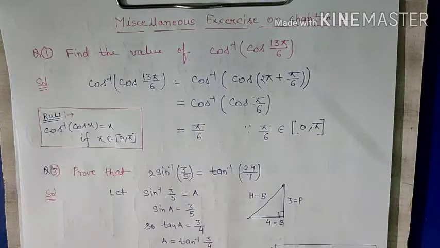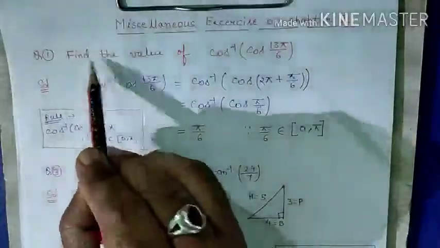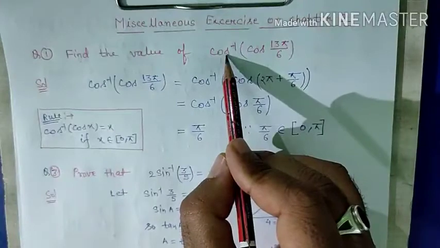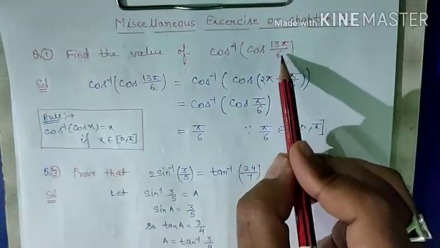Thank you. Now see question number 1. Find the value of cos inverse cos 13 pi by 6.